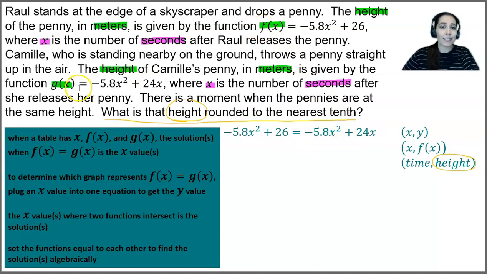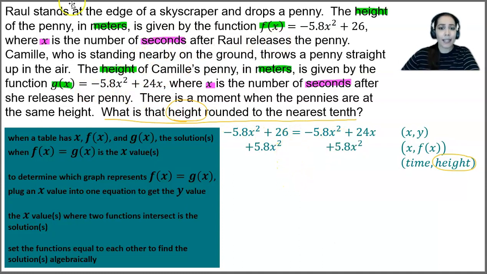So let's start by setting both of these functions equal to each other. F of x and g of x are both the same thing as y. Y equals negative 5.8 x squared plus 26 and y equals negative 5.8 x squared plus 24x. The only reason they use f of x and g of x is to keep it separate so that you know they're two different functions. So I'm going to set them equal to each other, and then I'm going to solve for x.